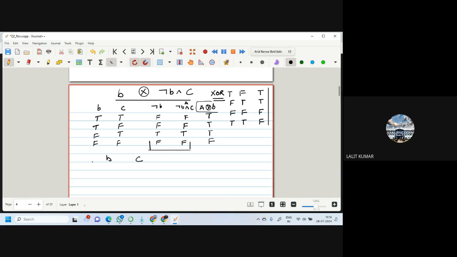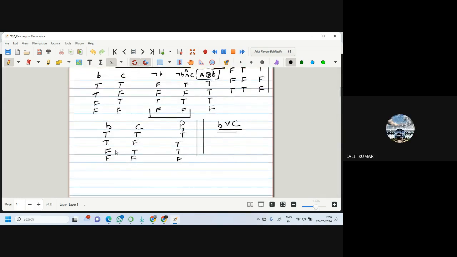For example, let's call it a predicate, P1. It is giving me T, T, T, T, F, T, F, T, T, and F, F, F. Now, if you see, this is nothing but B or C. This is the B or C condition. So this is how I got B or C.